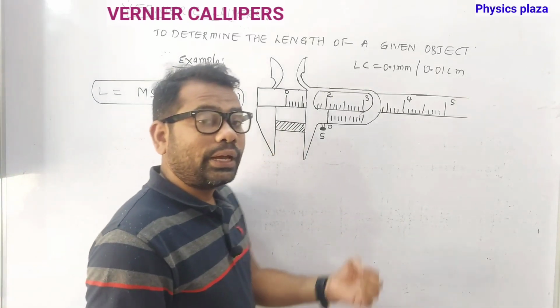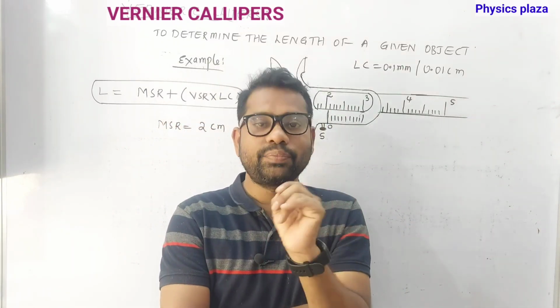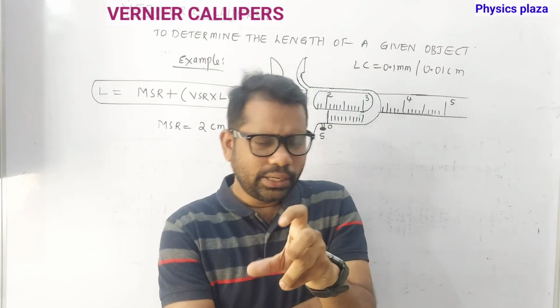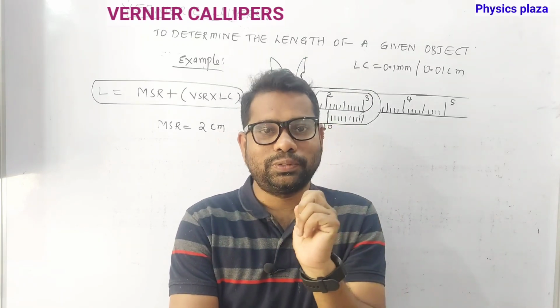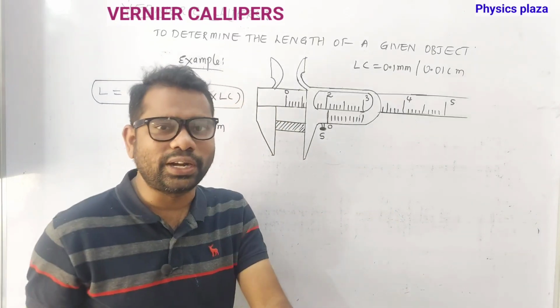But children, here understanding the VSR, Vernier scale reading, is very important. It is not so easy. Definitely it varies from person to person. There will be some parallax error also here. Okay, no problem. Let us not talk about that. In general, let us see here.